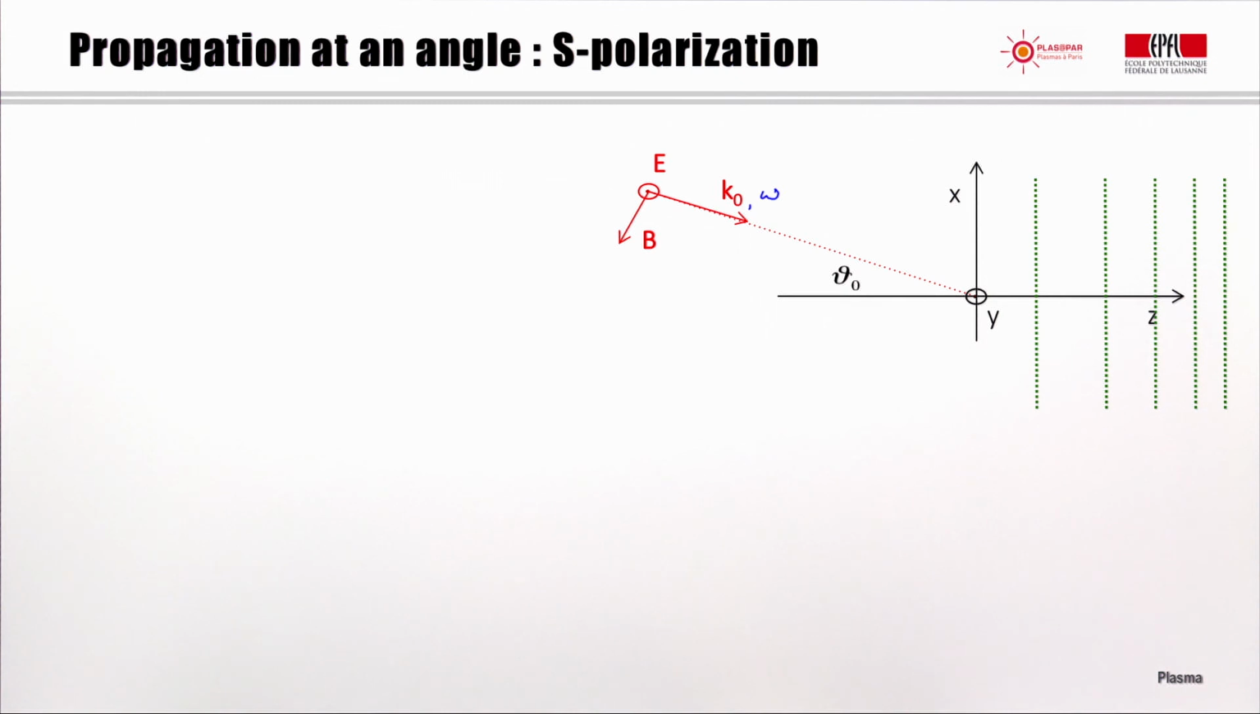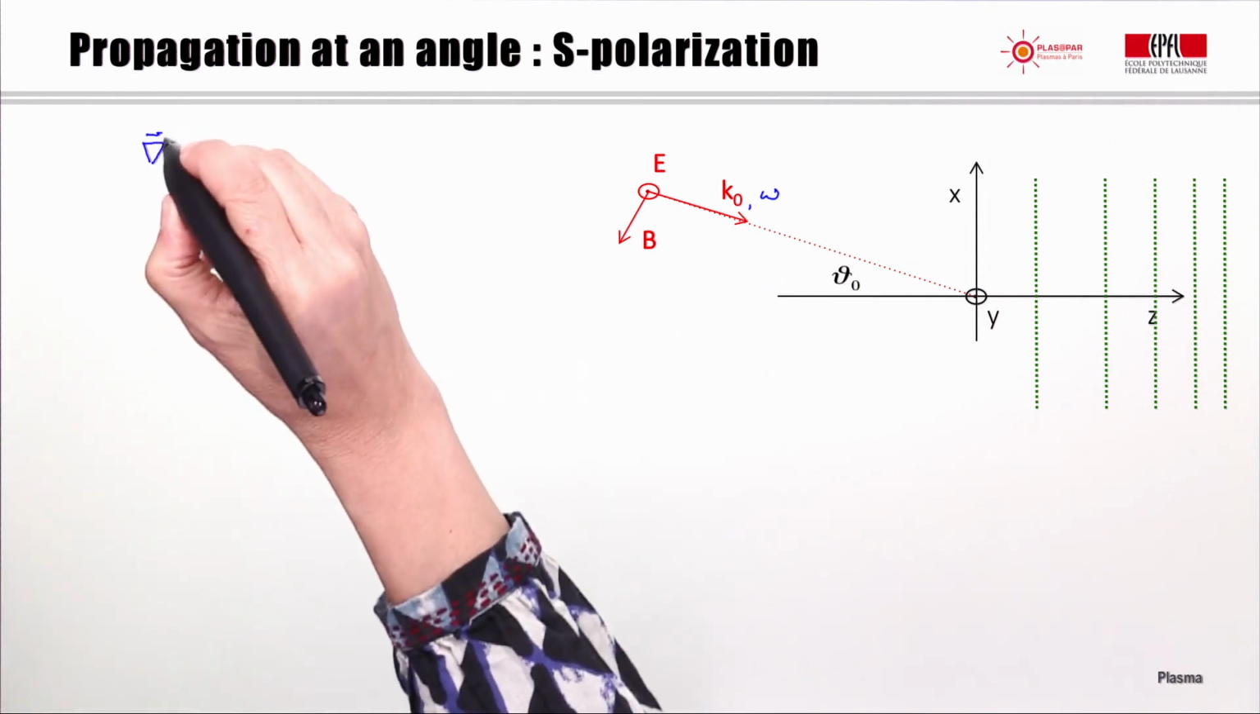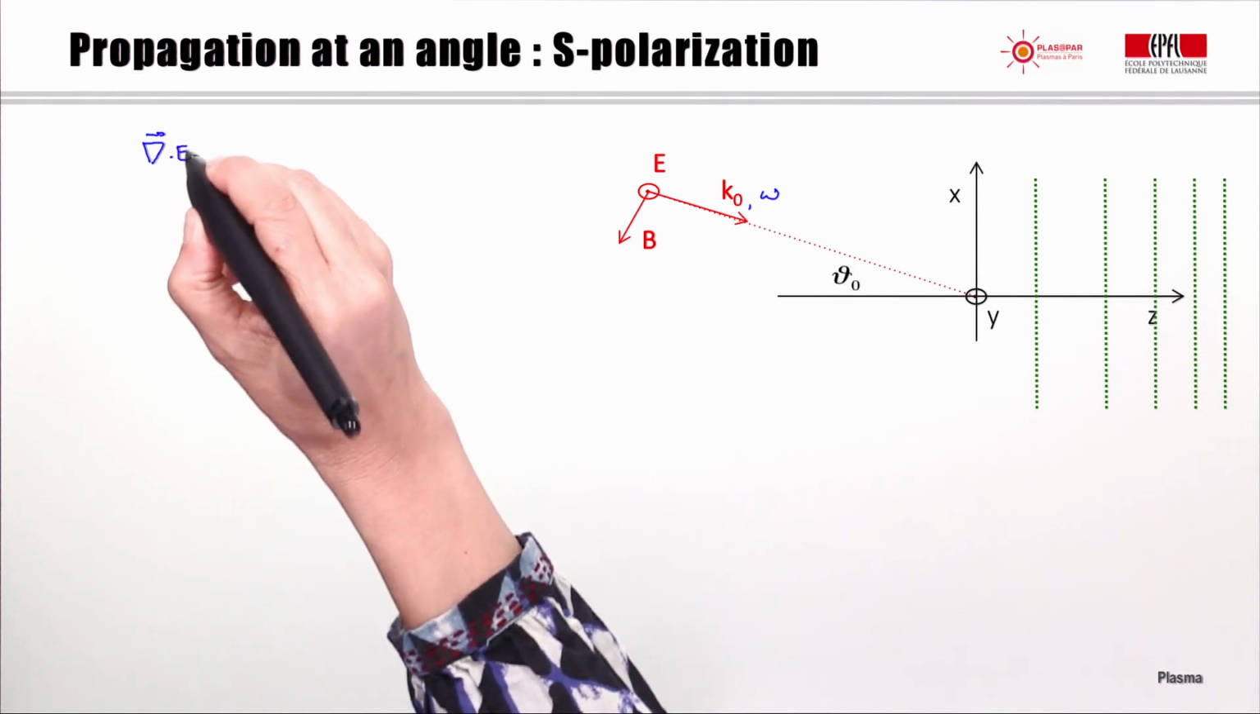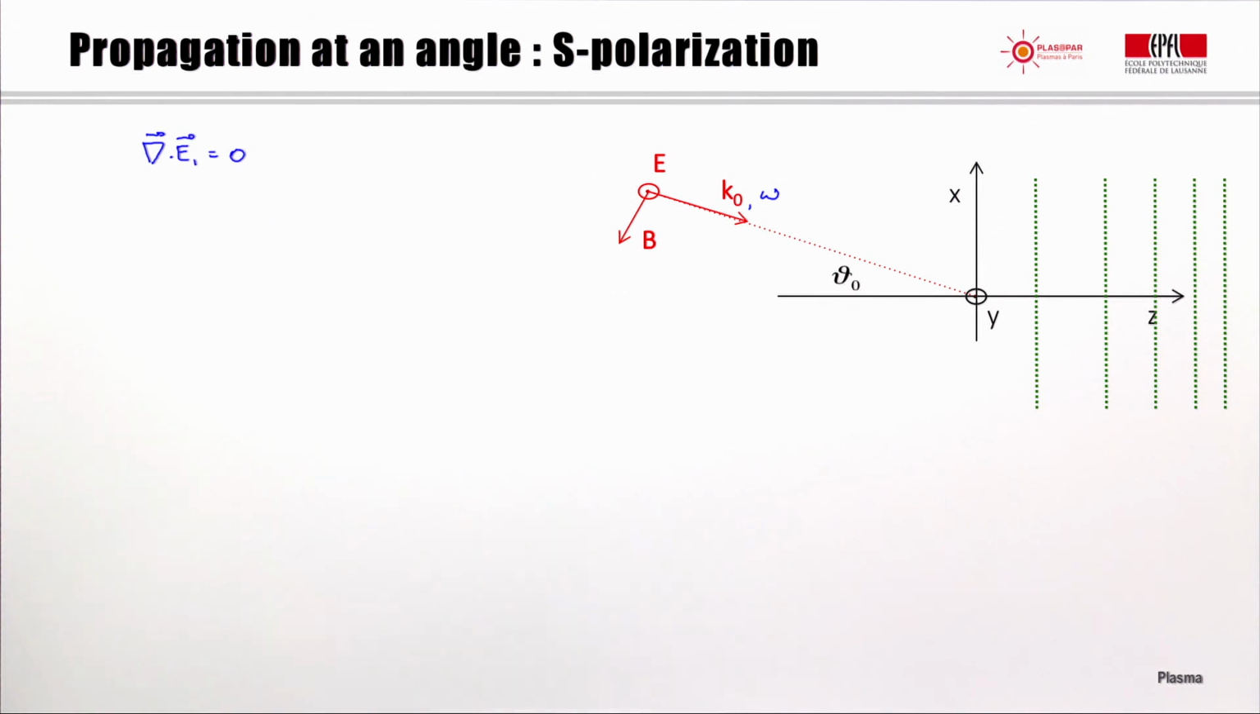The light wave is linearly polarized and it has S polarization. This means that the electric field is parallel to the y direction and is perpendicular to the gradient of the density. In this situation, again, we can have a solution that is a purely transverse electromagnetic wave all the time. And this means that the divergence of the electric field will be 0 at all times.